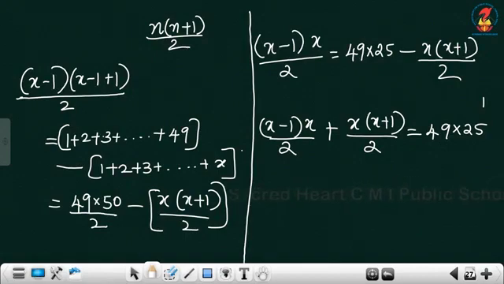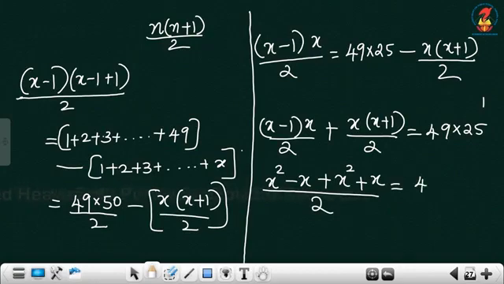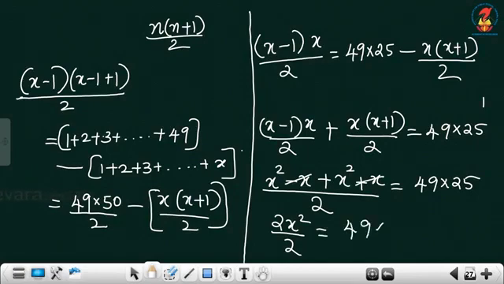Next we are expanding this: x square minus x plus x square plus x divided by 2 is equal to 49 into 25. So both these x will be cancelled and 2x square by 2 is equal to 49 into 25. So 2 and 2 will be cancelled.